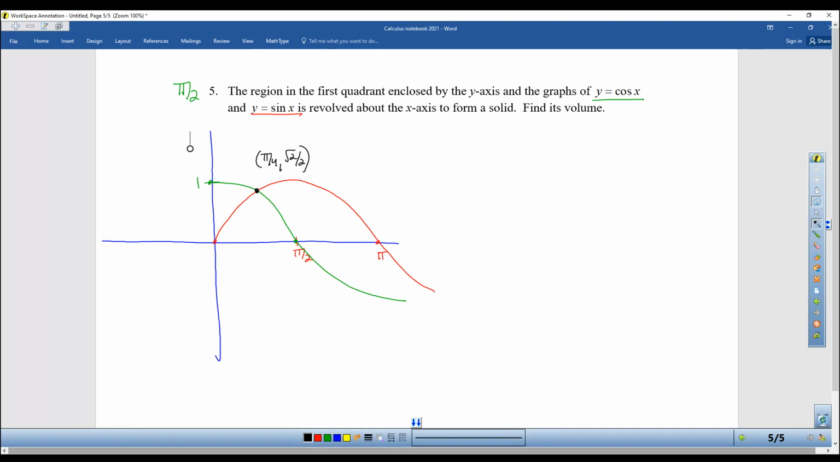So this is the region that we're going to rotate right here. We could find its area really easy just by doing the top minus the bottom. But when we're doing volume, we're going to be flipping it around. So let's see. I'm going to make a 1 there and do the same thing. And for my sine.